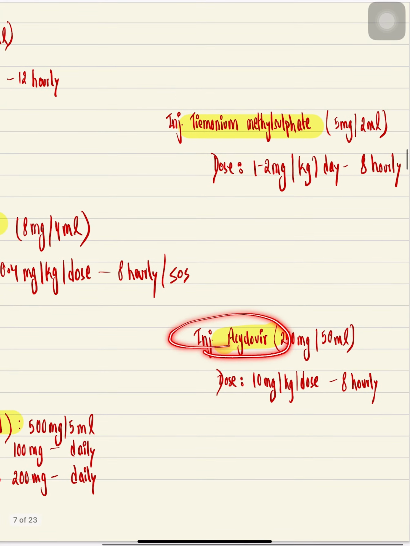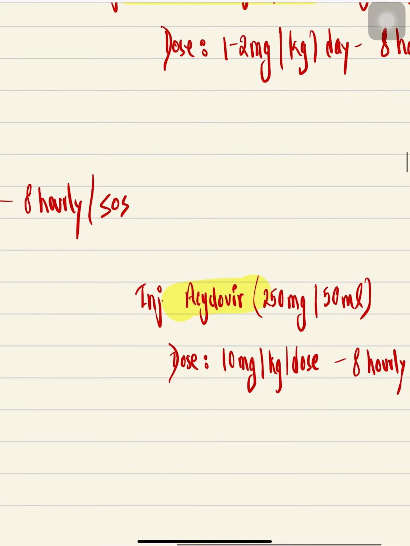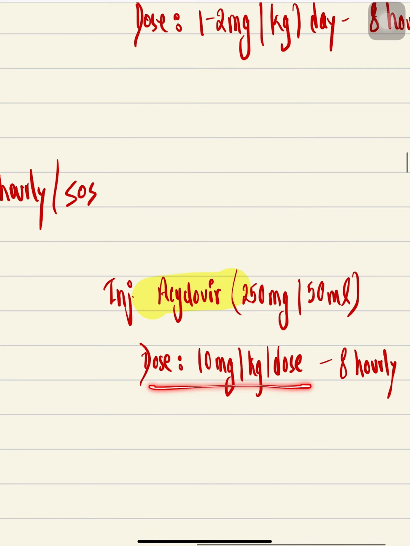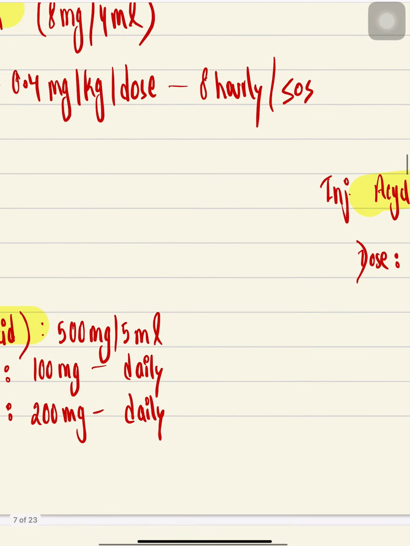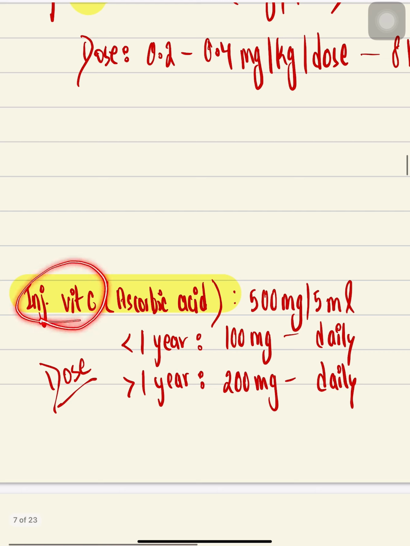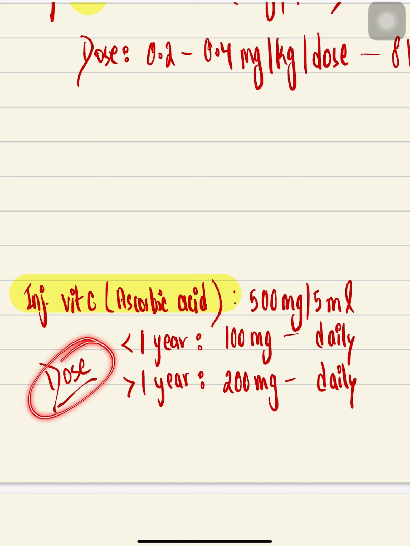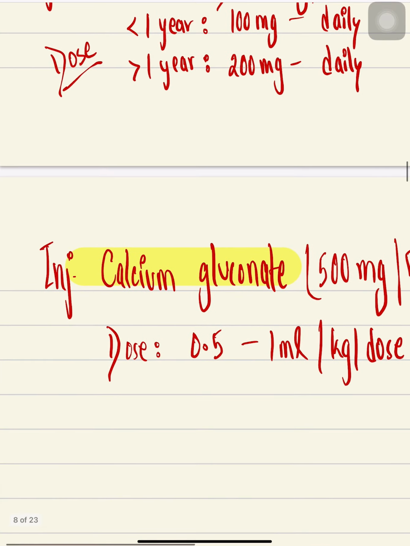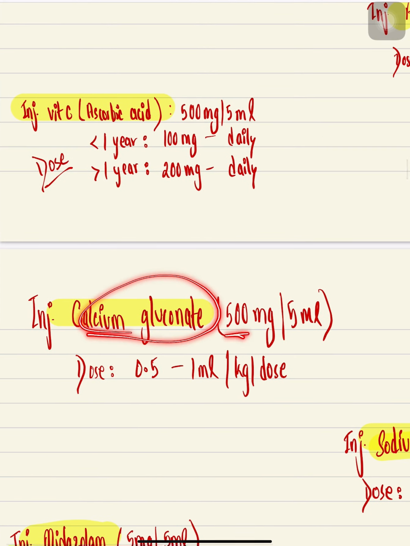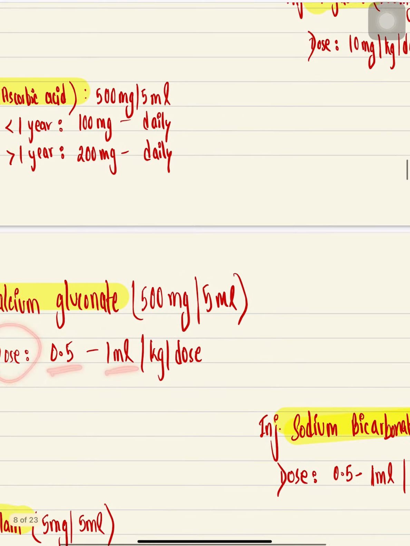Injection acyclovir 250 mg over 50 ml. Dose is 10 mg per kg per dose, 8 hourly. Injection vitamin C ascorbic acid 500 mg over 5 ml. The dose is, if the patient is less than 1 year, we prescribe 100 mg daily. But if the patient is more than 1 year, we prescribe 200 mg daily. Next is injection calcium gluconate 500 mg over 5 ml. The dose is 0.5 to 1 ml per kg per dose.